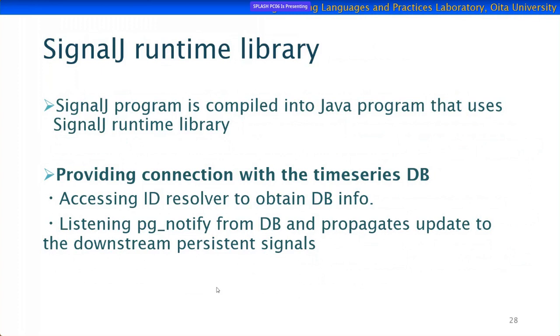For persistent signals, it provides connection with the time-series database. It accesses the ID resolver to obtain the database access information that corresponds to its ID. It also listens to the PG notify event from the database and performs update propagation to the downstream persistent signals.